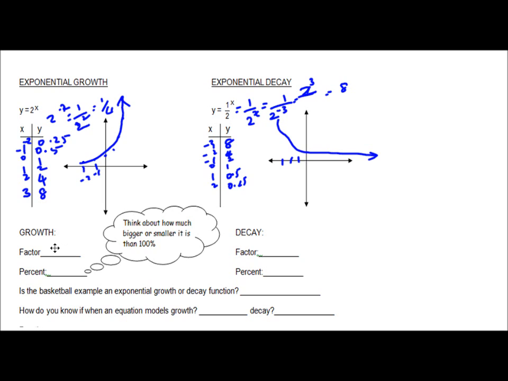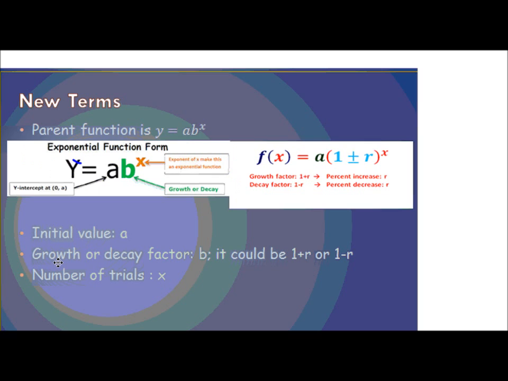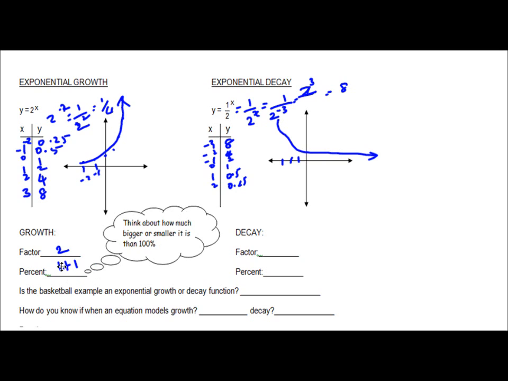Okay, now let's see. What is the factor here? What is the growth factor? We are talking about growth because this is an exponential growth function. The factor is 2, so we can split it as 1 plus 1. Remember from the previous slide, it was 1 plus or minus r. If it is 1 plus r, it is a growth factor. If it is 1 minus r, it's a decay factor. So this is 1 plus 1. So actually, what is the percentage increase? It is a 100% increase.